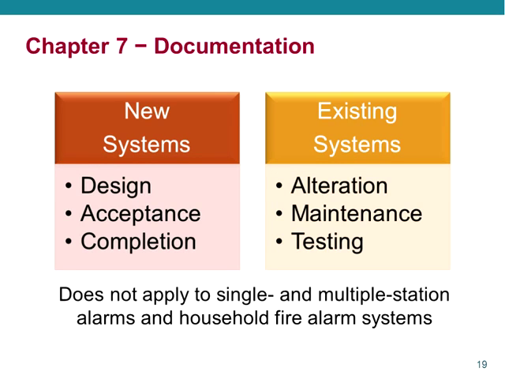Now, documentation was put into the code in 2013. And the way it's set up is we have requirements for both new and existing systems. And there are parts of the chapter that do not apply to everything. Only certain parts of Chapter 7 apply to new or existing systems. So you have to read the code very carefully.